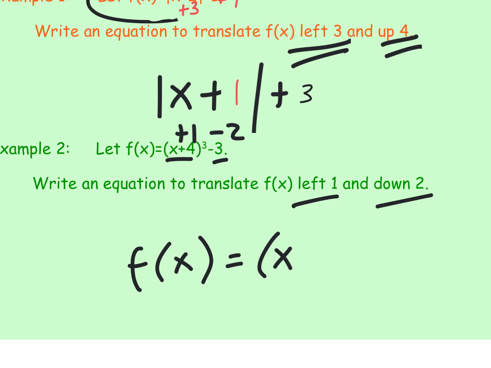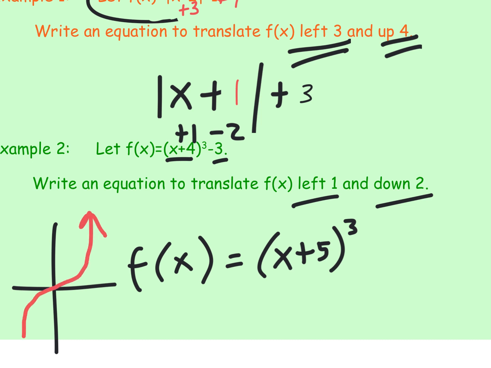And in this case, this would be x plus 5 to the third. That's the x to the third function. That's not a parabola. I didn't mention this one before, but the x to the third function looks kind of like this. That's the cubic function. That's the parent function.